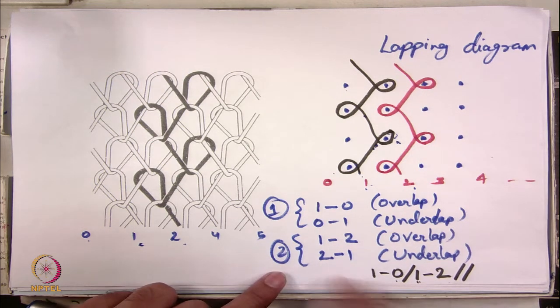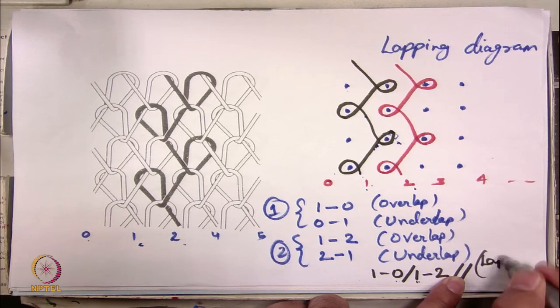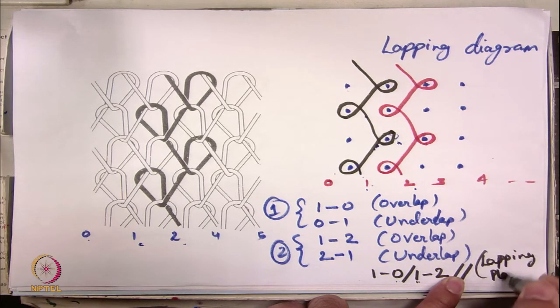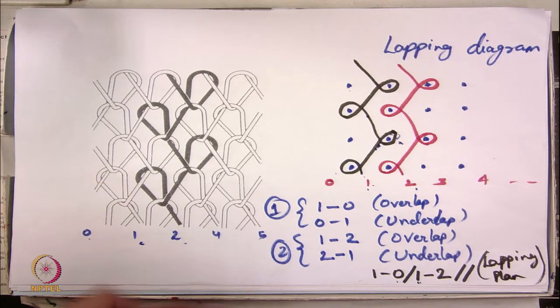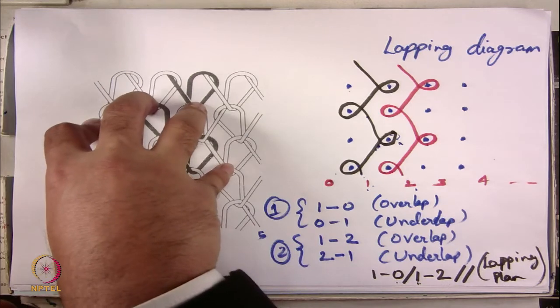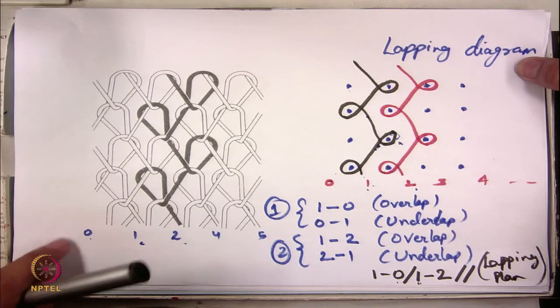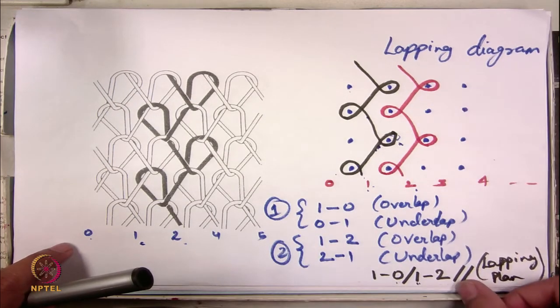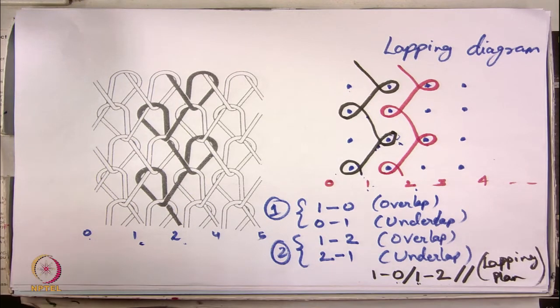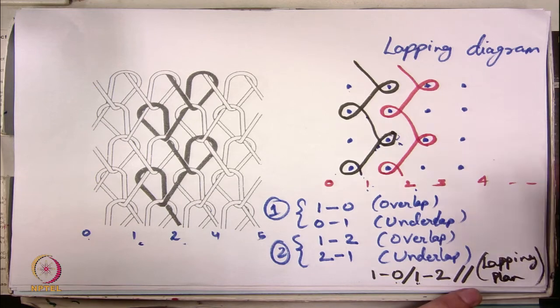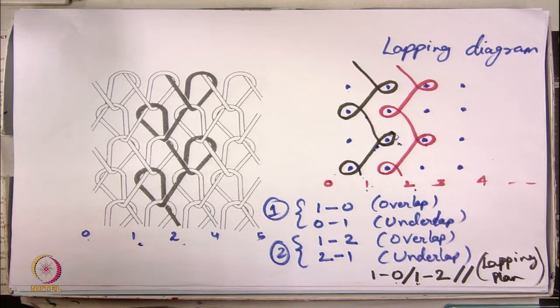So this is called the lapping plan, okay. The whole fabric can be represented either by lapping diagram or lapping plan. So in a research paper or in practice, you will be using either lapping plan or lapping diagram, okay.